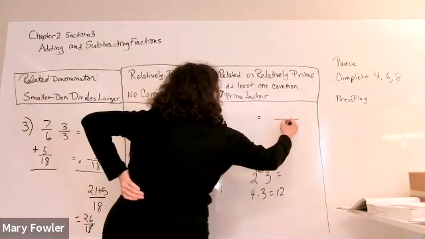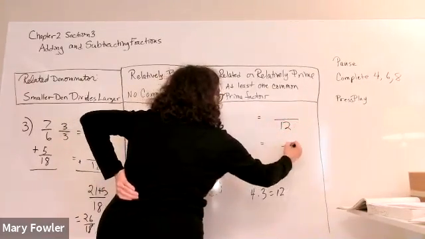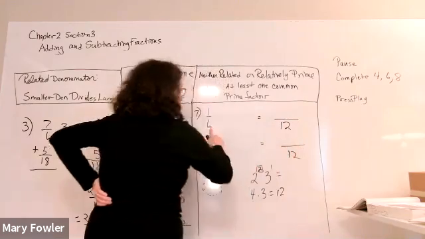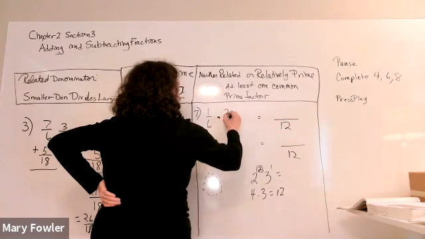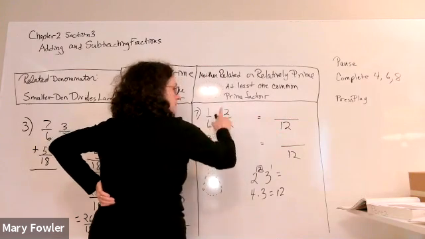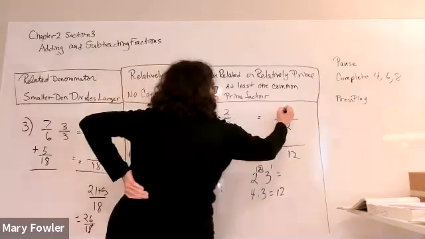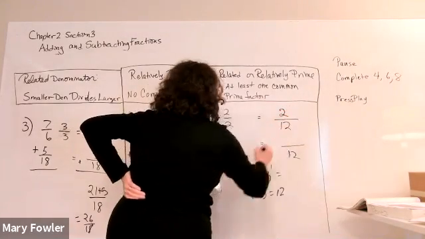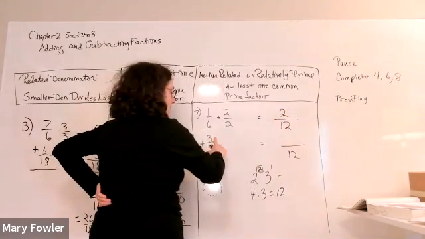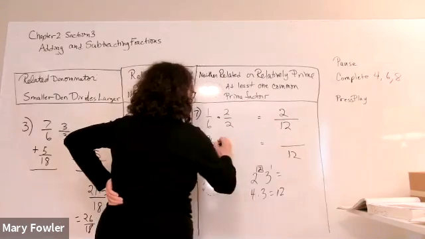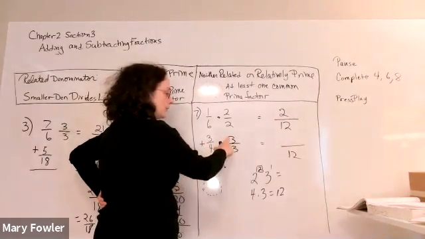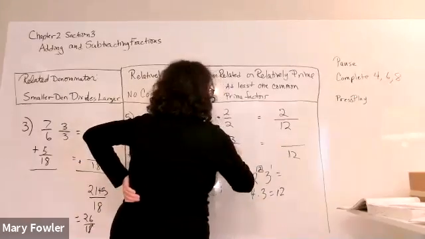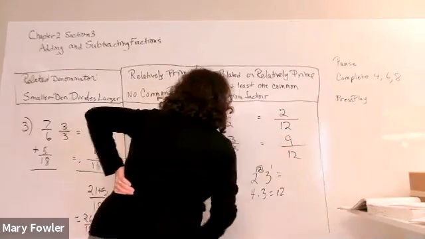So we're going to write this as something over 12, and this as well. 6 goes into 12 2 times. We're going to multiply 1/6 times 2 over 2, and we get 2 over 12. And 4 goes into 12 3 times, so we'll multiply 3/4 times 3 over 3, and we get 3 times 3 is 9 over 12.